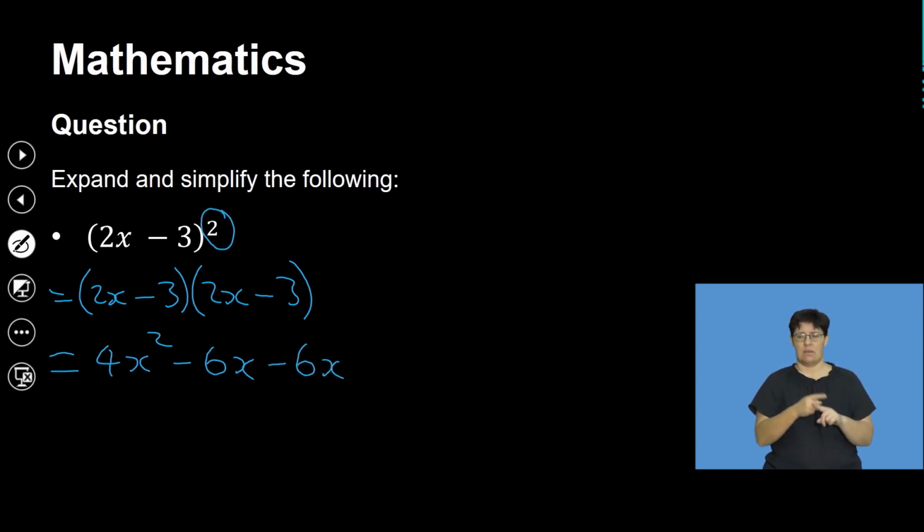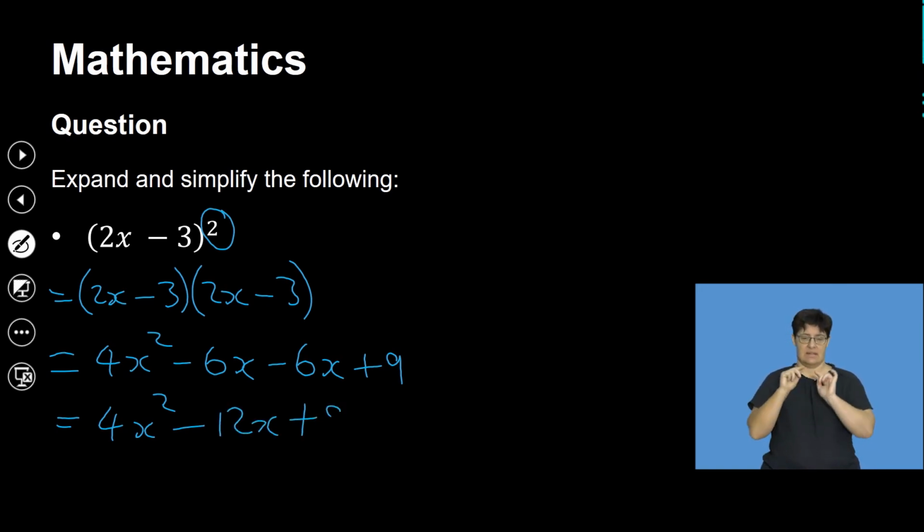Then lastly it will be plus 9. And because you need to work out the like terms in the middle, it becomes 4x squared minus 12x plus 9. You don't really need to simplify anything further here, because some people will want to take out a common factor of these two things. Please don't even go there. When you are here, you are done. There's really nothing that you can do here.